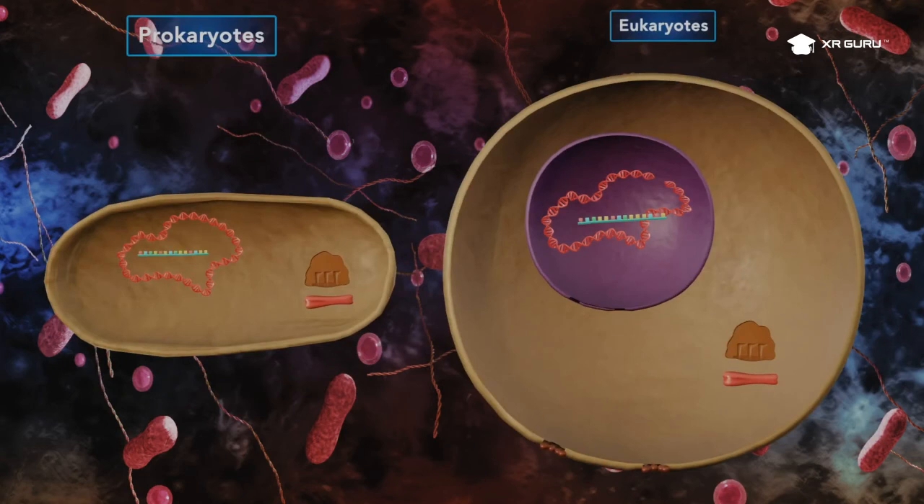Since there are no introns in the prokaryotic mRNA, processing is not required. However, in eukaryotes, mRNA has introns and exons and processing is required.